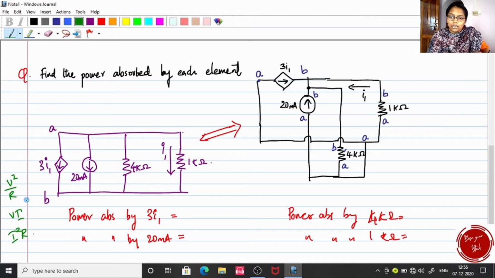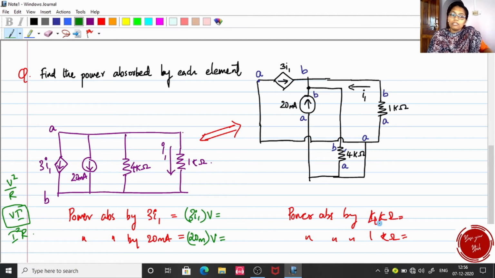So let's make use of this particular equation for this current source power. That is 3I1 into voltage will give you the power absorbed by the current source. Here also, 20 milliampere is the current value, into voltage will give the power absorbed by the 20 milliampere current source.